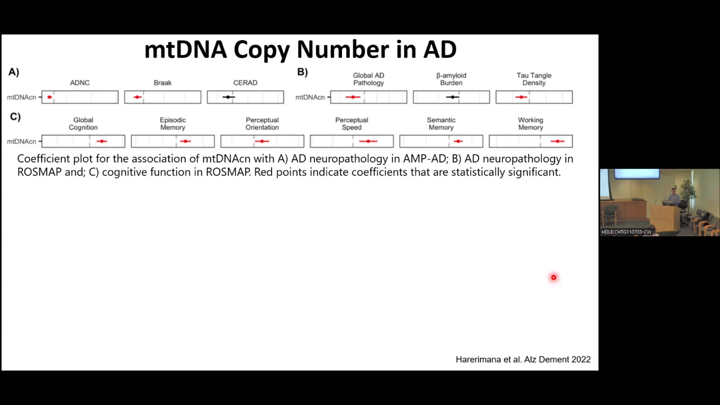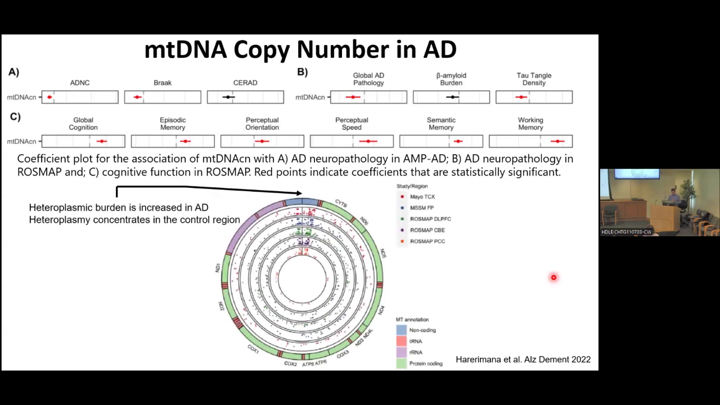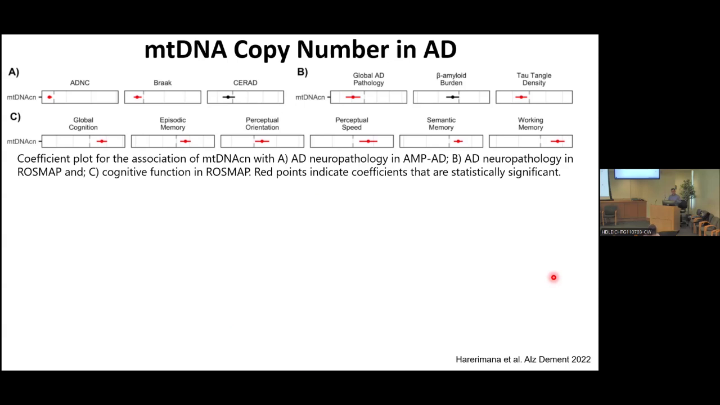But what we reported here, looking at brains from the AMP-AD consortium, is that there is this inverse correlation between the degree of Alzheimer's neuropathologic change, plaques and tangles, and mitochondrial DNA copy number, such that the brains that had the highest mitochondrial DNA copy number had the least amount of Alzheimer's neuropathologic change. Conversely, we saw this direct relationship between cognitive performance and mitochondrial DNA copy number, such that those brains that had the highest mitochondrial DNA copy number, those individuals prior to death had the best performance on their cognitive testing.